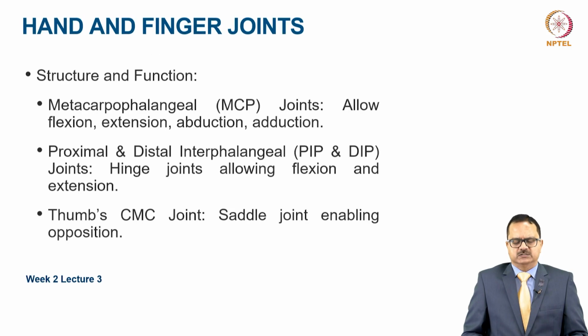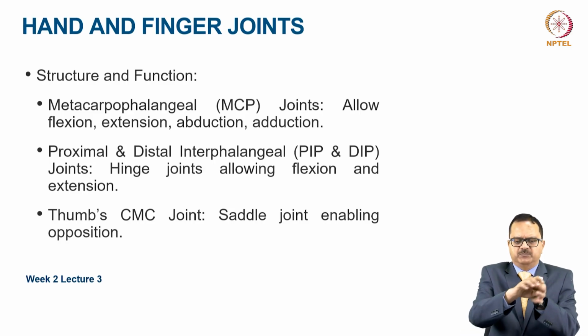Hand and finger joints. The metacarpophalangeal joints, or the MCP joints, allow flexion, extension, abduction and adduction. The proximal and distal interphalangeal joints are hinge joints which allow flexion and extension. And the thumb's CMC joint, the carpometacarpal joint of the thumb, is a saddle joint enabling opposition.